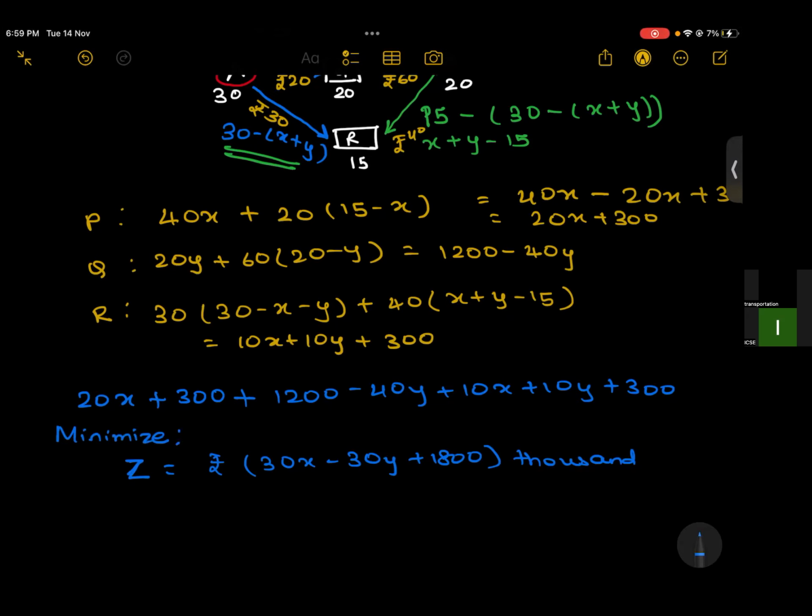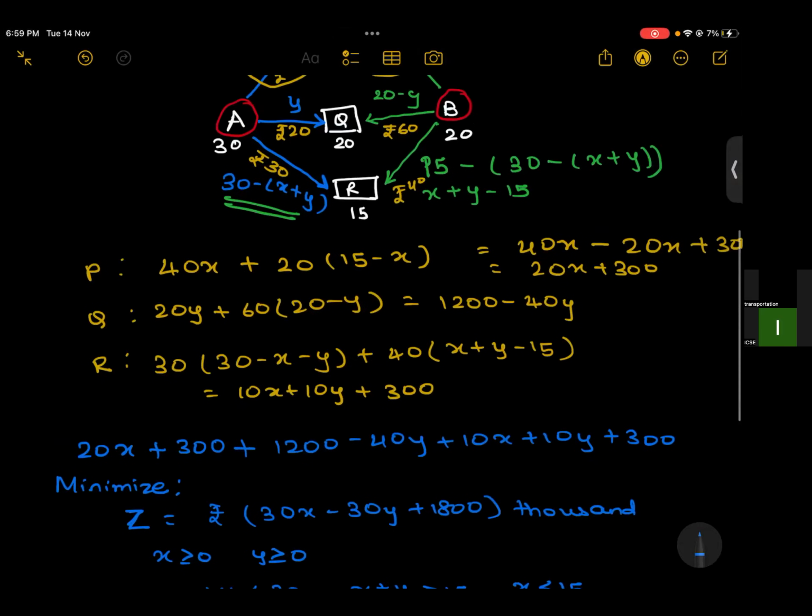with the constraints. Now, we know x is greater than or equal to 0, y is greater than or equal to 0, and each of the other equations all become constraints: x plus y is less than or equal to 30, x plus y is greater than or equal to 15, x is less than or equal to 15, y is less than or equal to 20, and these two.